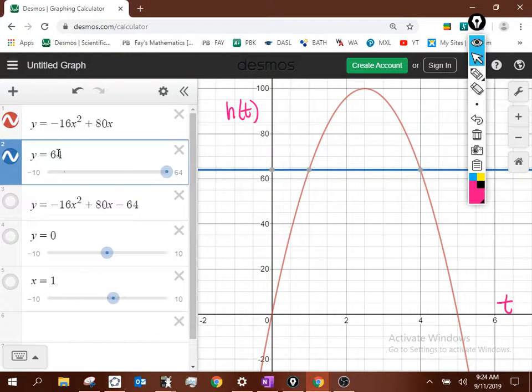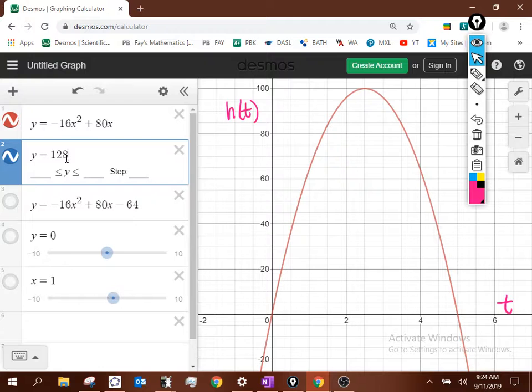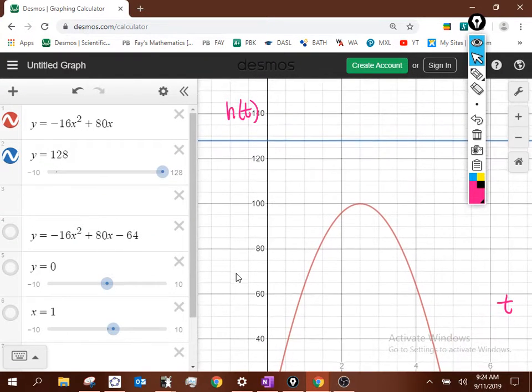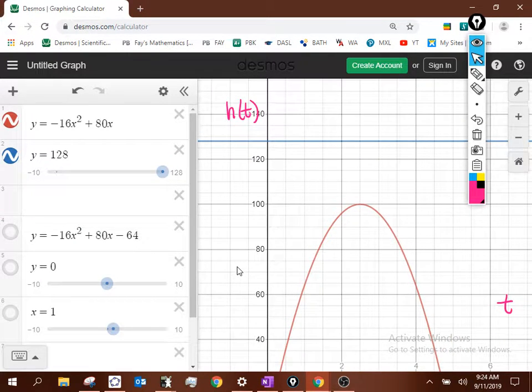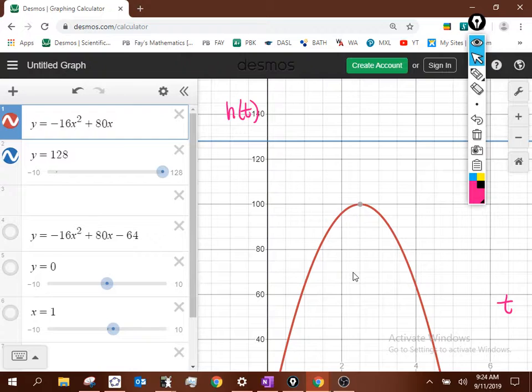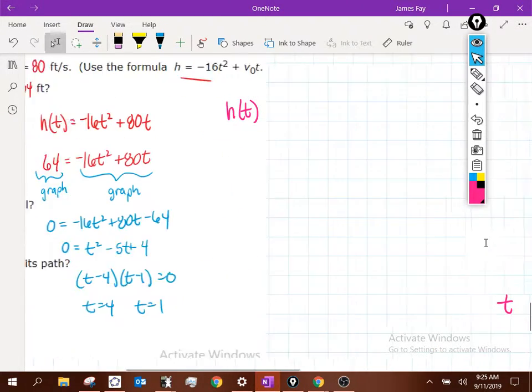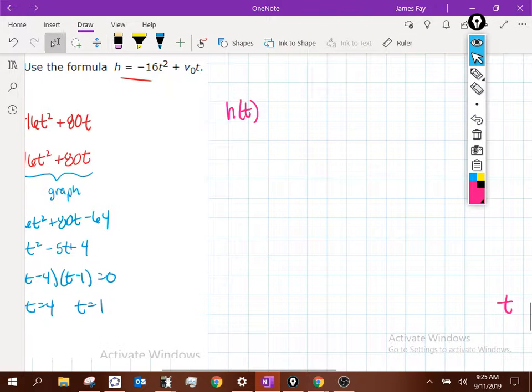If I want to get to 128, I'm going to change this to 128. And what do you see graphically about those two curves? It's impossible. That line right there and this curve do not cross, so it's impossible. No solution. All right? However, if you just write that and don't have supporting work, I can't give you credit.